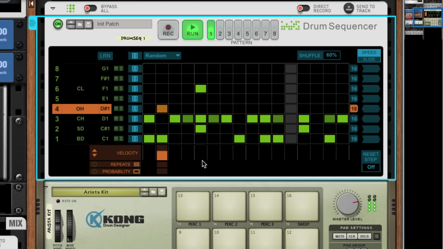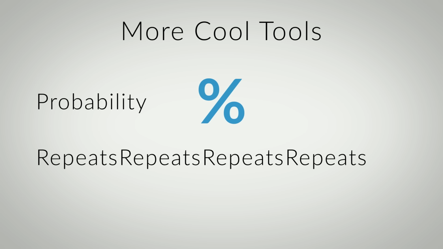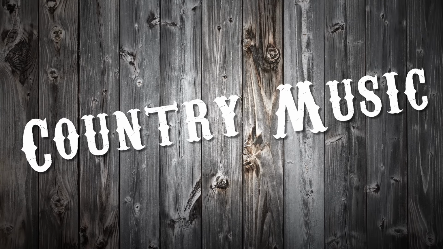By now, you can see how Drum Sequencer helps you build up patterns and then experiment with them using randomization, timing alterations, and directional variation. Now let's talk about some of the coolest tools in Drum Sequencer: probability and repeats. To illustrate probability, let's switch to what might feel like the polar opposite of R&B: country music.